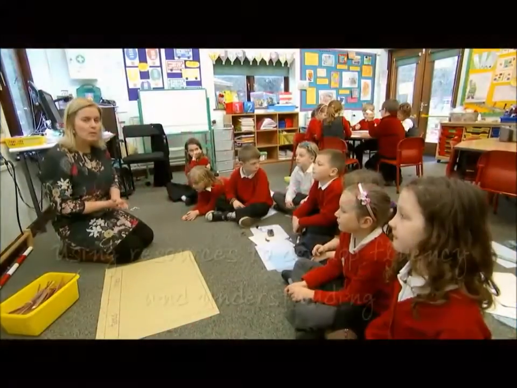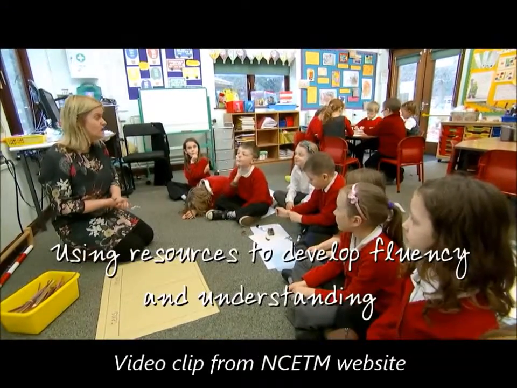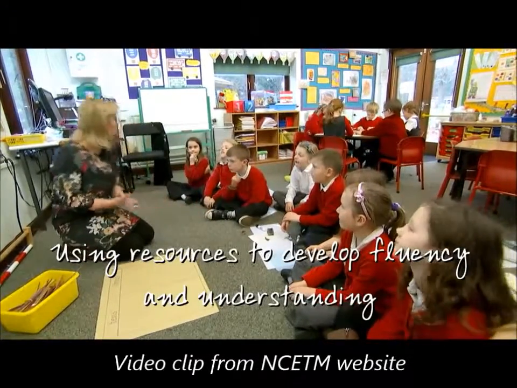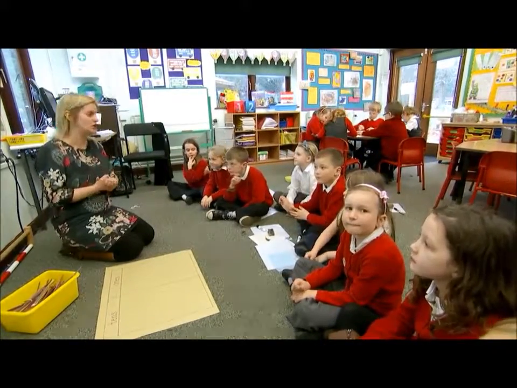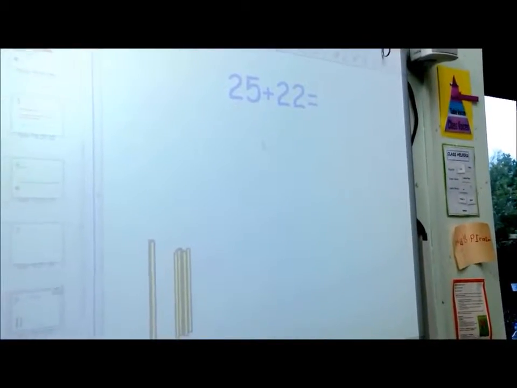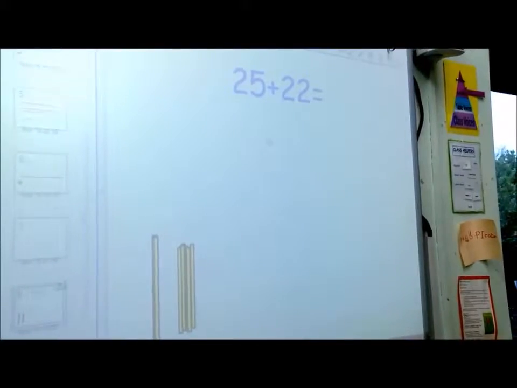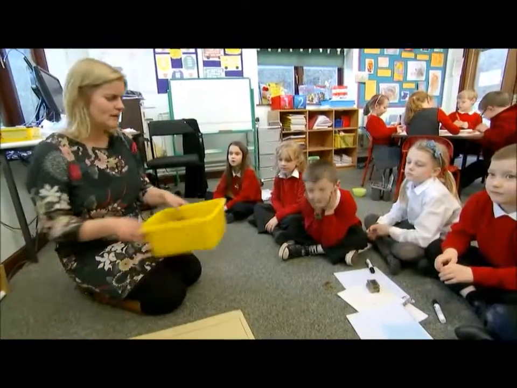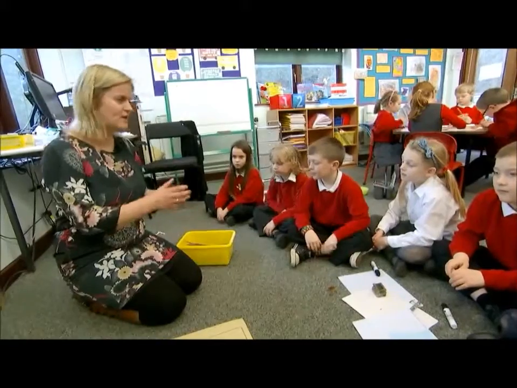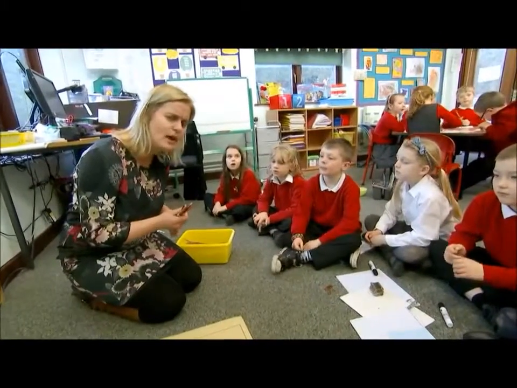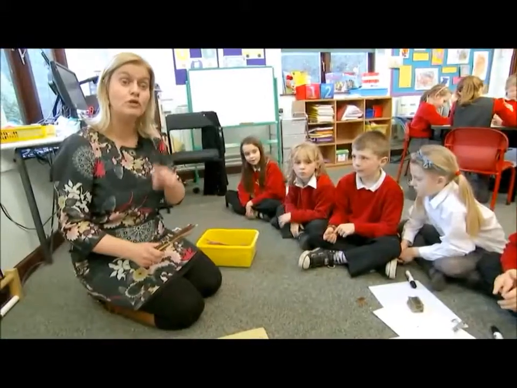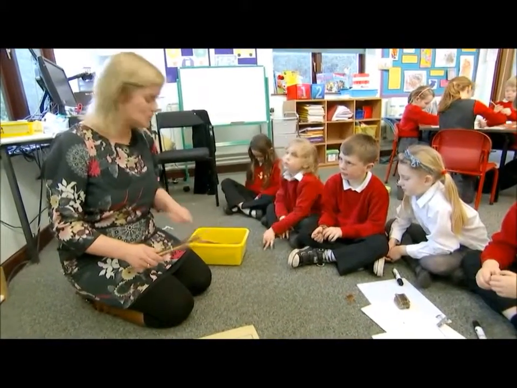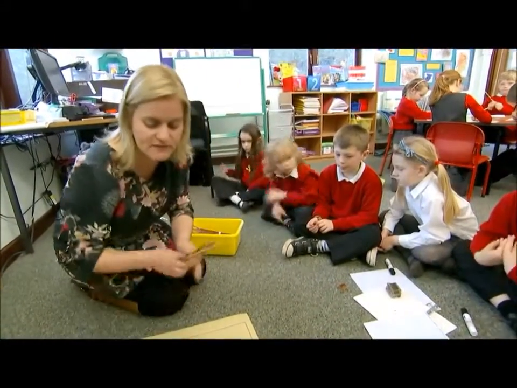We're going to be thinking about what strategies we can use to add two two-digit numbers, Jayden. So here I've got a calculation. What does that calculation say? 25 add 22. Let's use our bundles of straws. If I want to make 25, how many bundles of 10 do I need? Ellis? 2, because 2 lots of 10 is 20. So I've got 2 lots of 10.